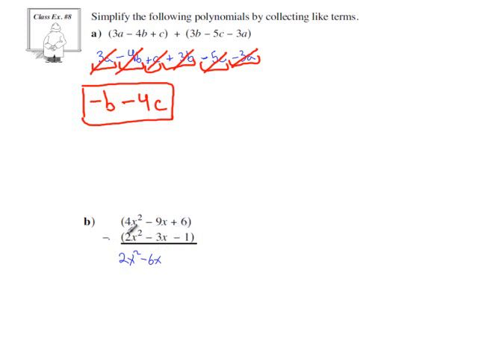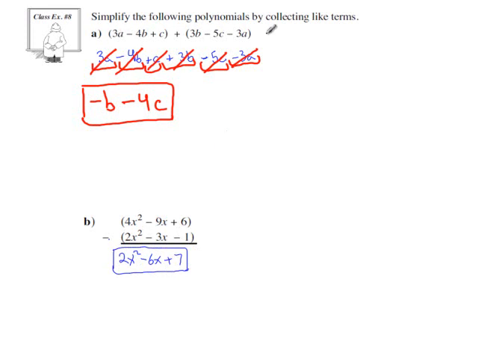Then positive 6 minus negative 1. Again, minus a negative means a positive. So it's the same as positive 6 plus 1 is positive 7. So your final answer would be 2x squared minus 6x plus 7.